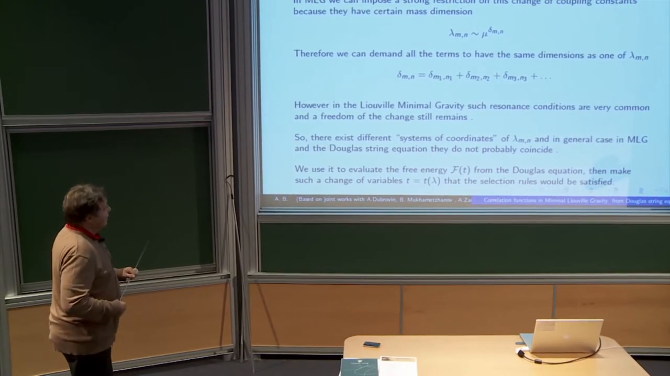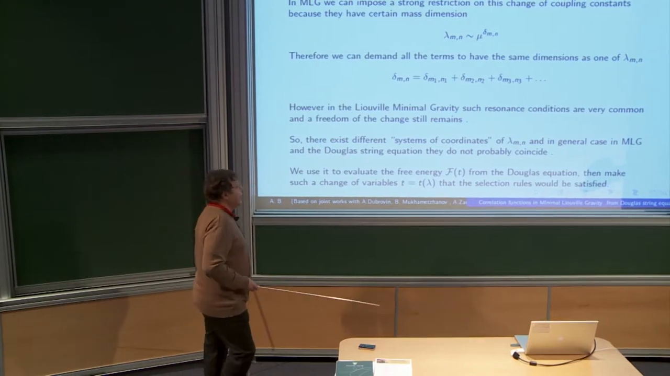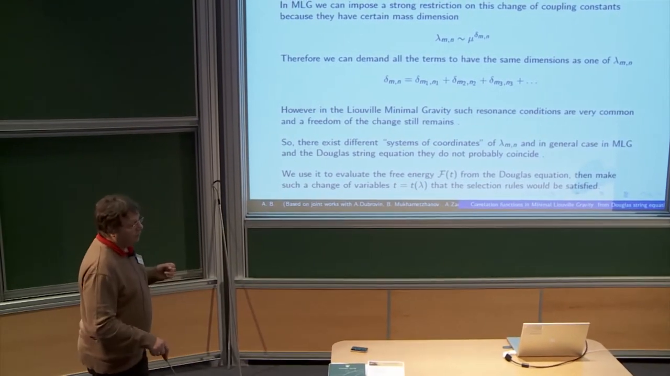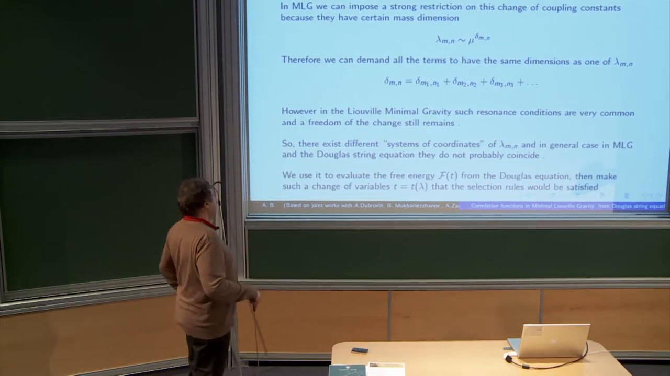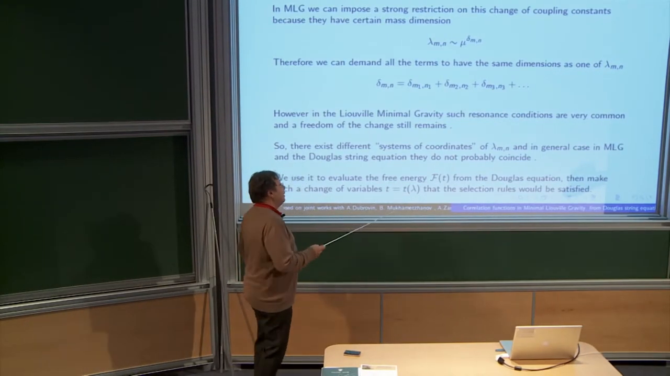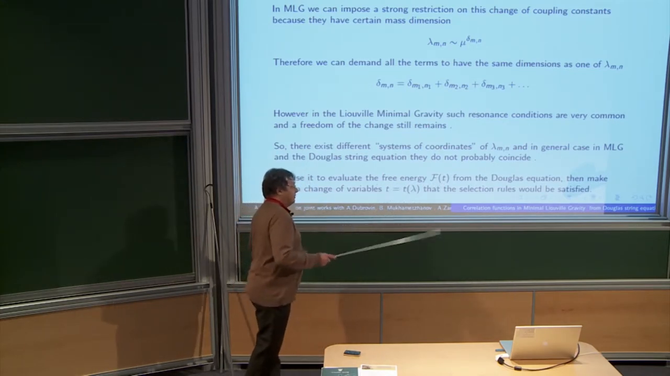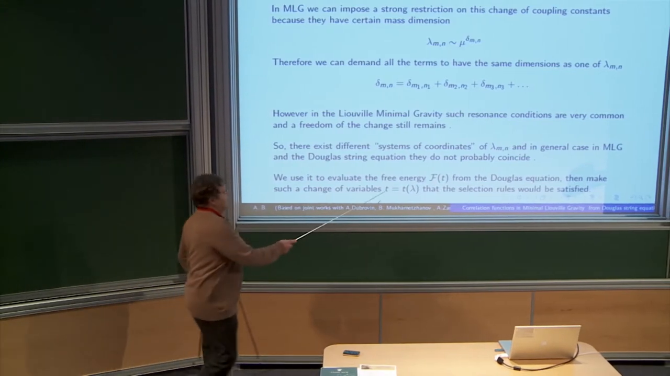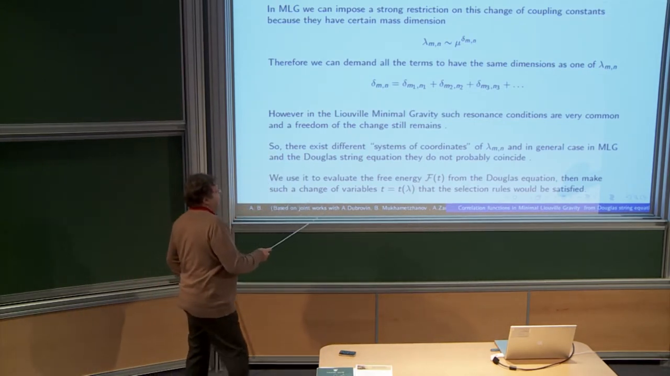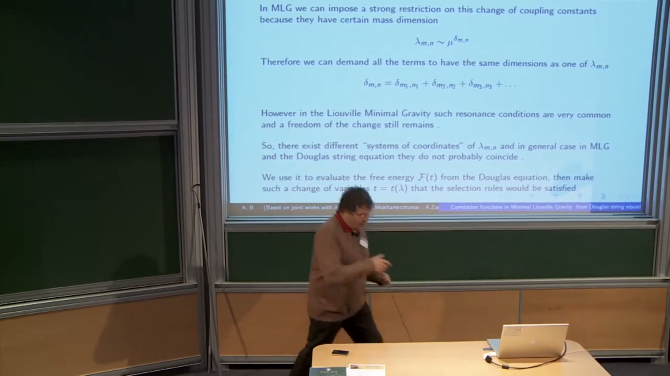the variables do not coincide. And we can use this freedom to try to fulfill the selection rules of minimal Liouville gravity. We will do it in the following way. First, we will obtain the free energy, or partition function, generating function of correlation numbers, from the Douglas equation, and then we will choose such a change of variables that the selection rules would be satisfied.